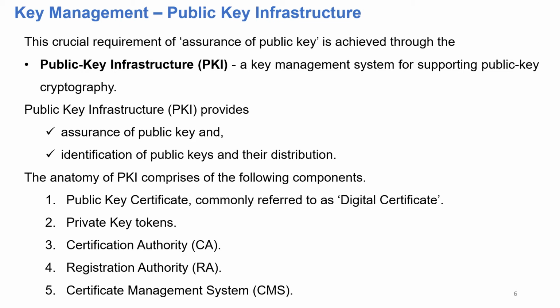So basically, what is the anatomy or the structure of the public key infrastructure? This PKI comprises different components. The first one is the public key certificate, which is most commonly referred to as the digital certificate. Next, we have the private key tokens. Next, we have the certification authority, also known as CA, the registration authority, RA, and the certificate management system, which is the CMS.